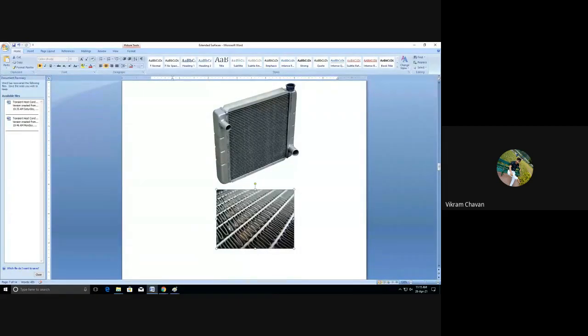This internal part we can see here, these are the extended surfaces which are used to enhance the heat transfer rate of the fluid present inside the tubes, and because of that, the fluid will get cooled as early as possible, or the time required to achieve the lower temperature will be less if you have used the fins in the radiator.